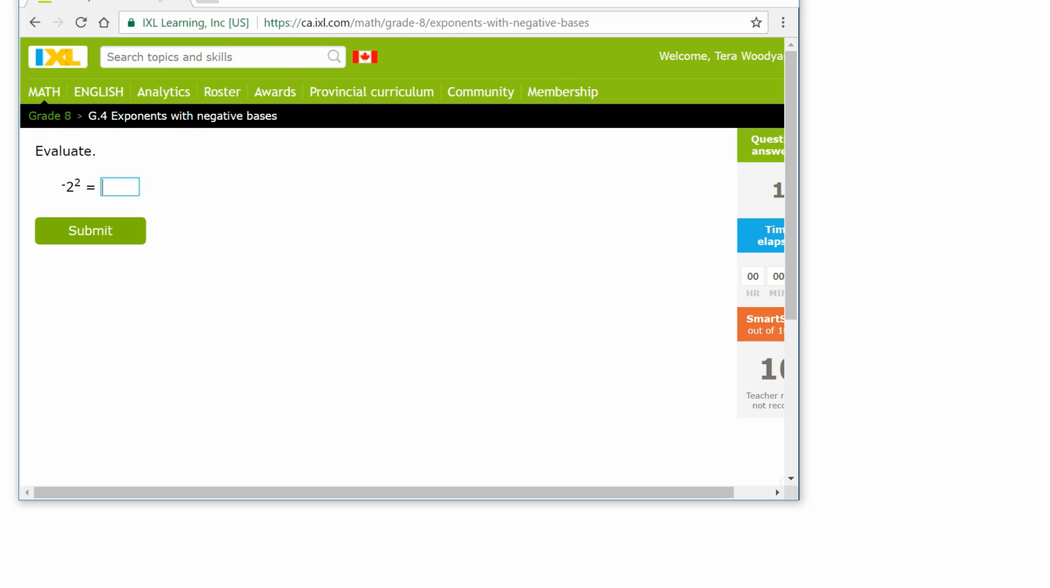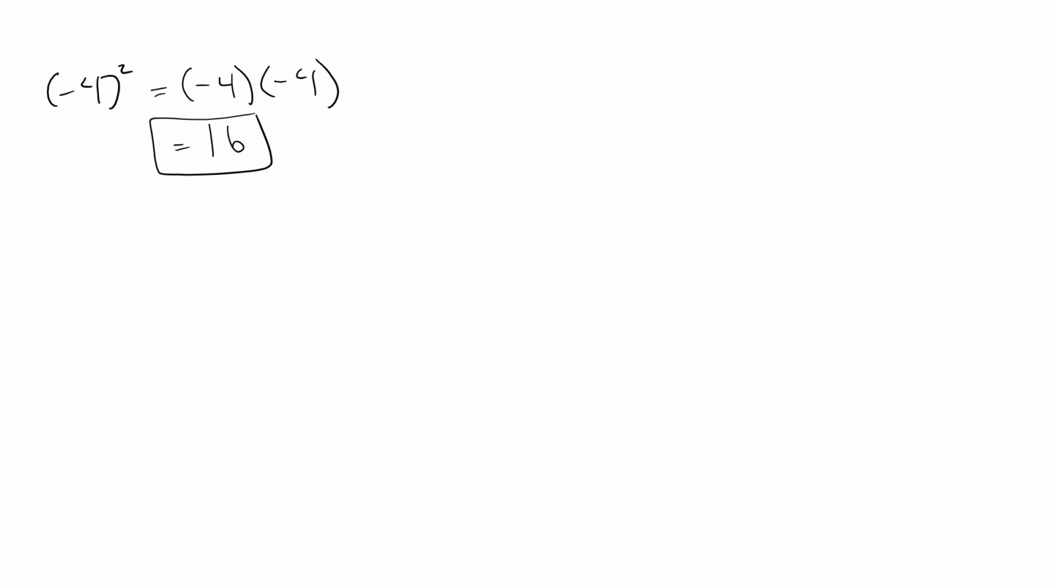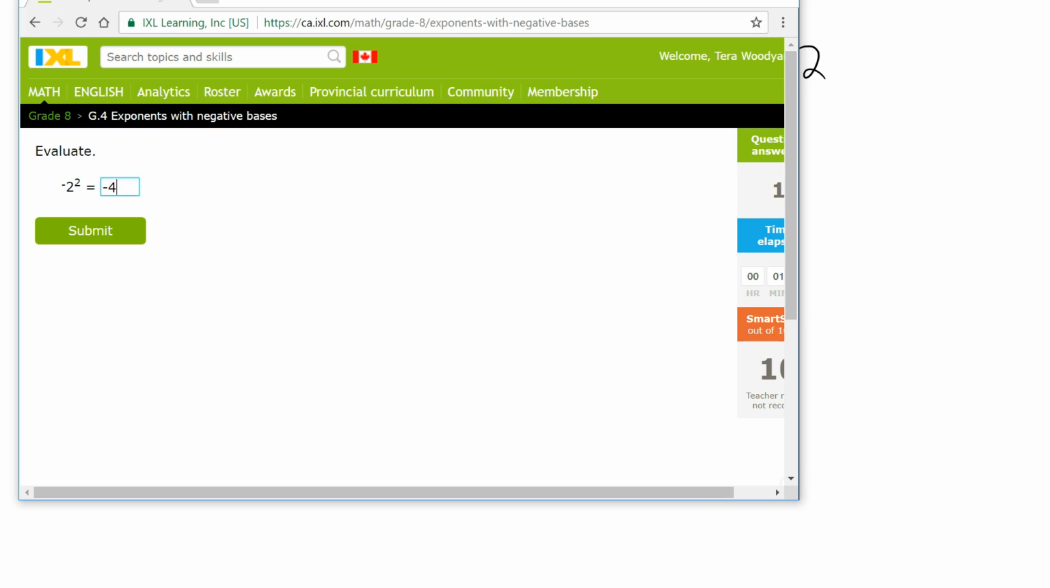I love this one because it looks a little tricky. It's like, oh, it's negative, but the exponent is even, so it's going to be positive. But look at this, folks. Negative 2 to the power of 2. The base is not negative 2. Remember, our exponents are fair weather friends. They only stick to what's right beside it. So we have the negative out in front, and we say 2 times 2. That's going to be negative 4. Woot woot, you got it.